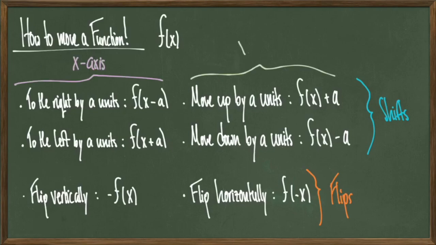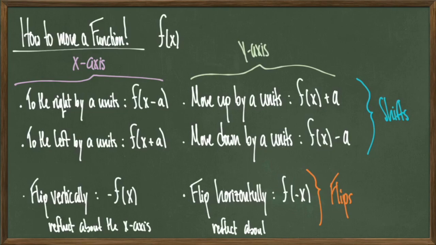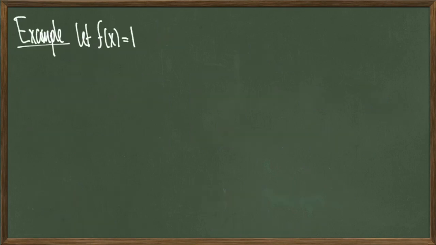Notice that in this first column, all of these shifts and flips have to do with the x-axis, where the vertical flip would be called a reflection about the x-axis. Likewise, everything in my right column has to do with a shift or flip about the y-axis. Let's look at some examples.